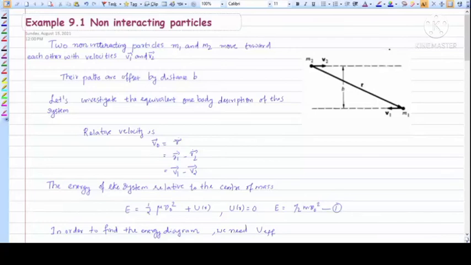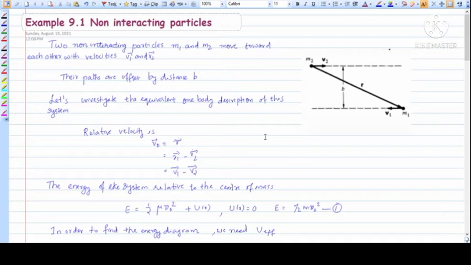Hello everyone. So today we are going to the next session of this chapter. Here we are discussing example 9.1, and that is non-interacting particles.